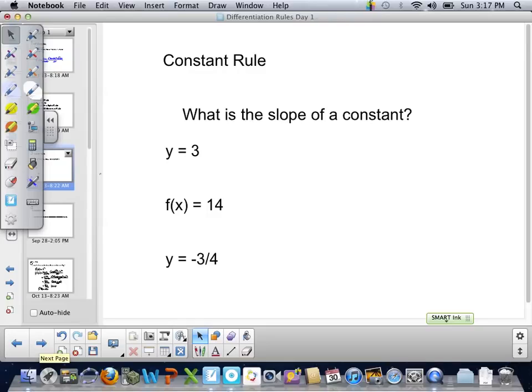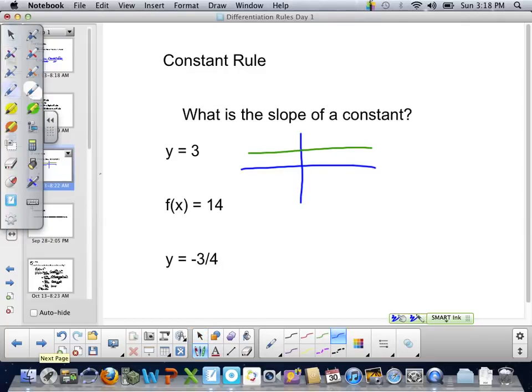Now remember that derivative stands for slope of the tangent line. Well, if our function is a constant, what's the slope? It's a flat line. Slope of a flat line is 0. So y equals 3, the slope, or the derivative, is 0. f of x equals 14, the slope, or the derivative, f prime of x equals 0. And finally, y equals negative 3/4, the slope, aka the derivative, is 0.